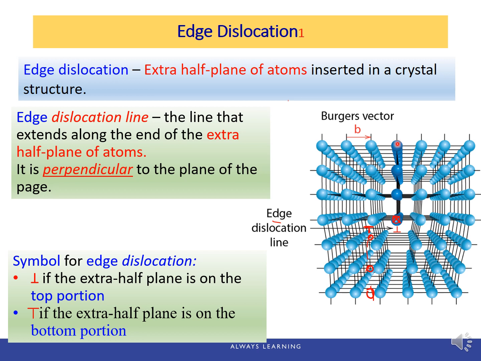Within the region around the dislocation line, there is some localized lattice distortion. The atoms above the dislocation line are squeezed together, and those below are pulled apart. This is reflected by the slight curvature of the vertical planes of atoms as they bend around this extra half plane.